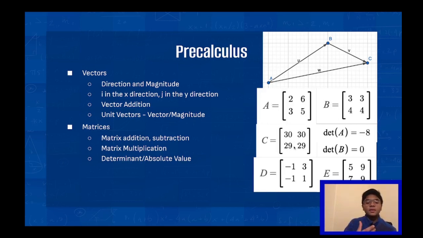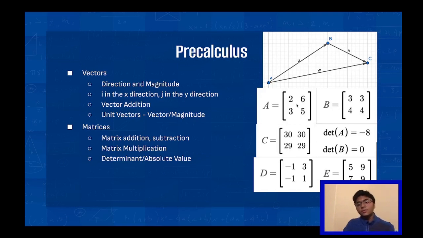Finally is the determinant. You only need to know determinants of 2 by 2 matrices for the ACT, and the formula for that is just AD minus BC. What I mean by that is, if I call the top left spot A, the top right B, the bottom left C, and the bottom right D, then the determinant of the matrix is going to be AD minus BC.